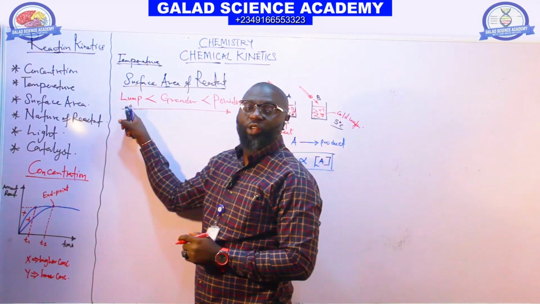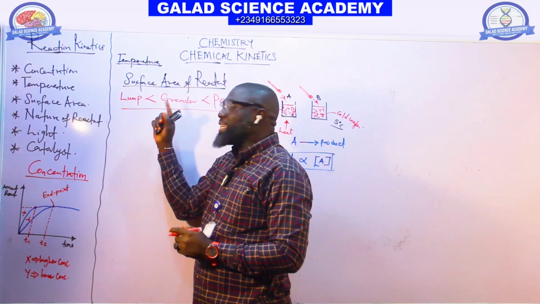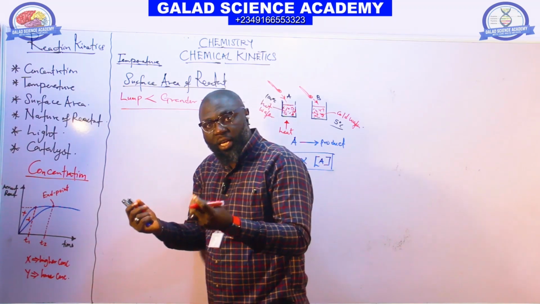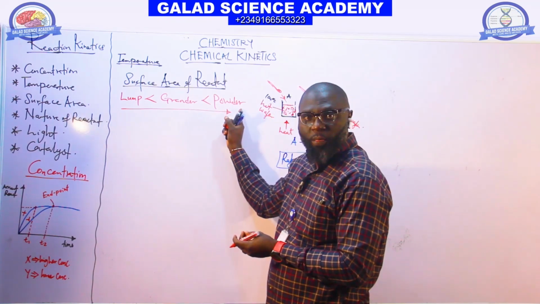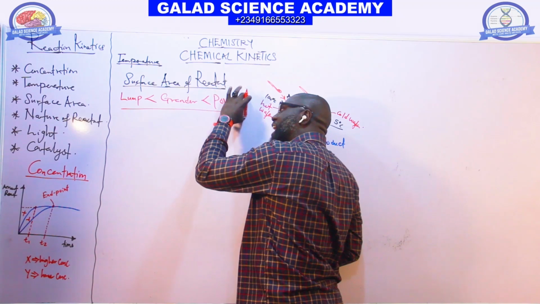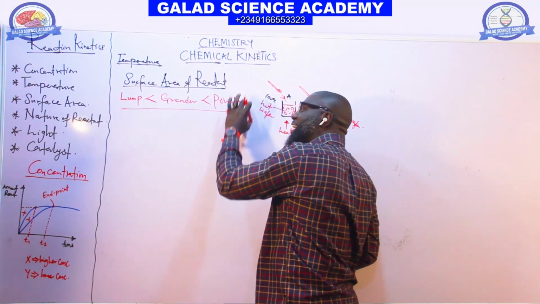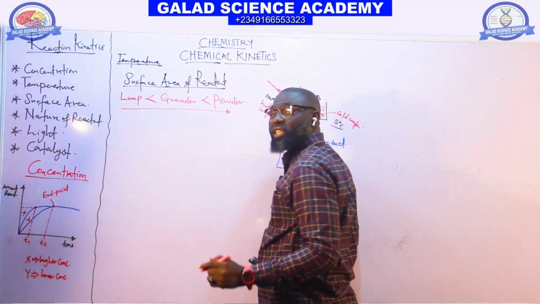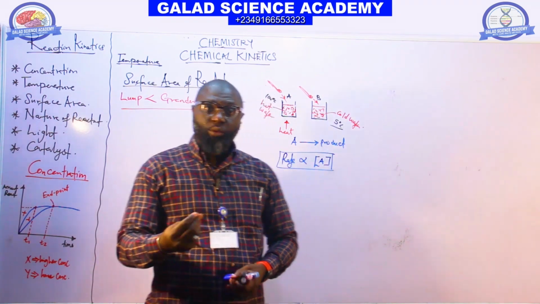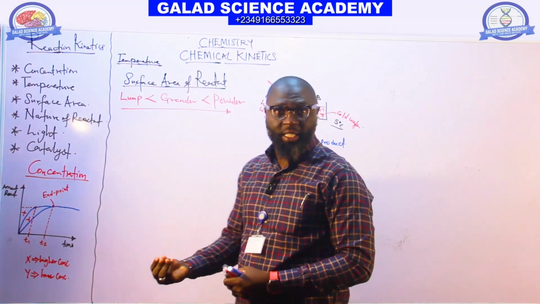This lump is in solid form. Granules, they have ground it into something like chips. This is the powdery form. So the rate of chemical reaction at the powder level is far greater than that of lump. It's just like you have a cube sugar and sugar in form of millet.